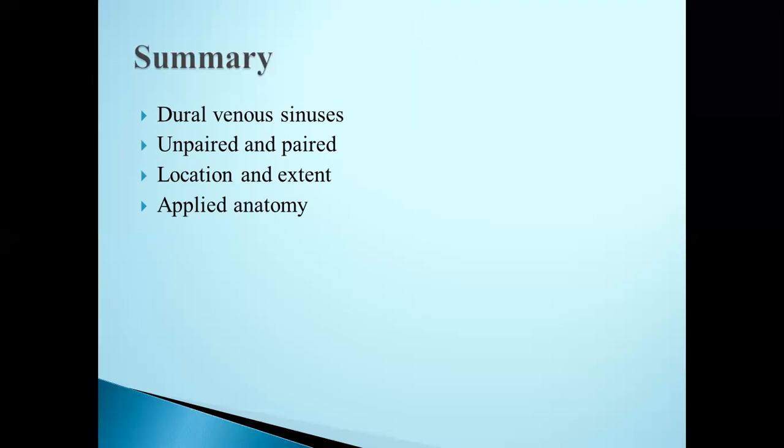Paired sinuses, two in number on each side inside the cranial cavity, of which the important one is the cavernous sinus. Very, very important because many important nerves and also the internal carotid artery lie there. Then you have transverse sinus, sigmoid sinus, sphenoparietal sinus, middle meningeal vein, inferior and superior petrosal sinus. All these are paired sinuses. So 8 paired and 7 unpaired. Remember the names of these sinuses, their extent and drainage.